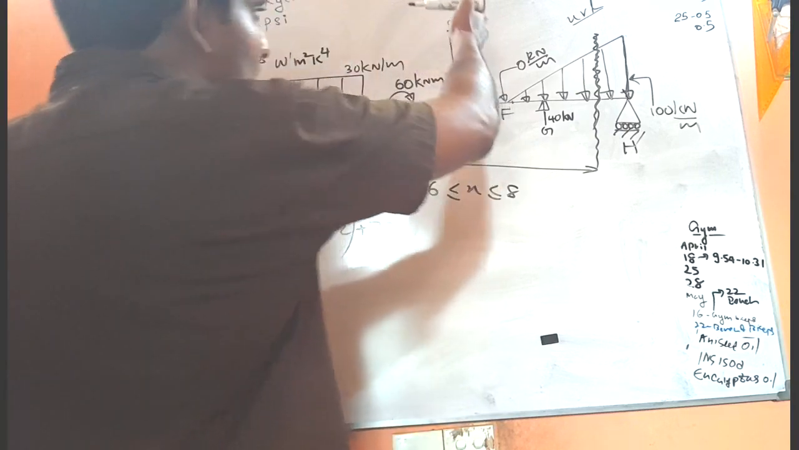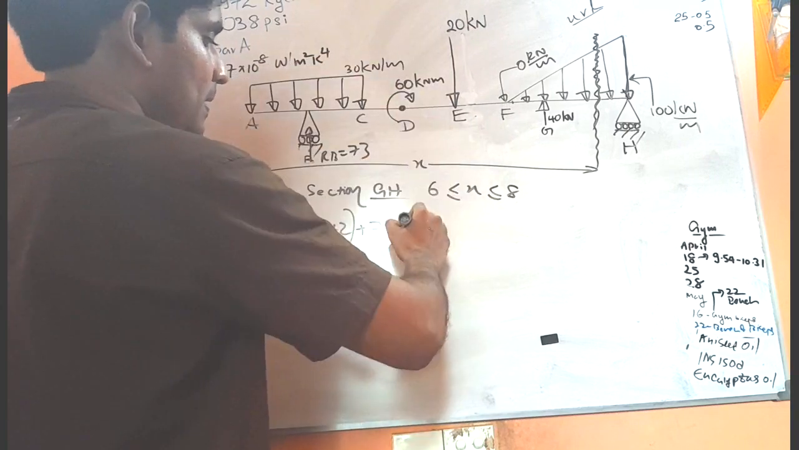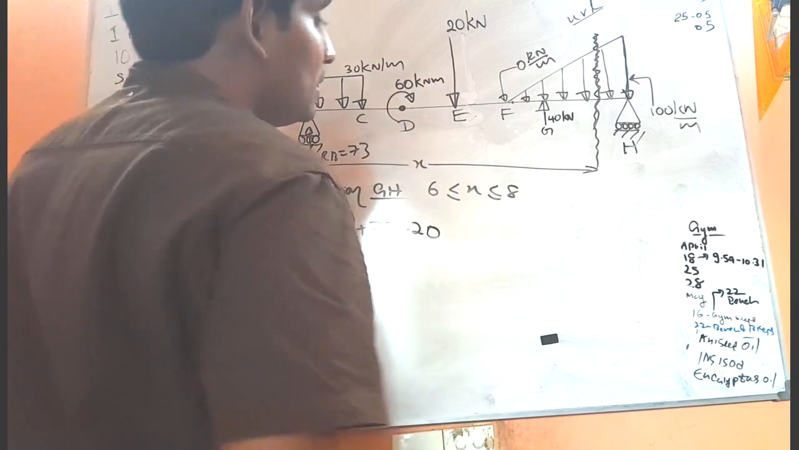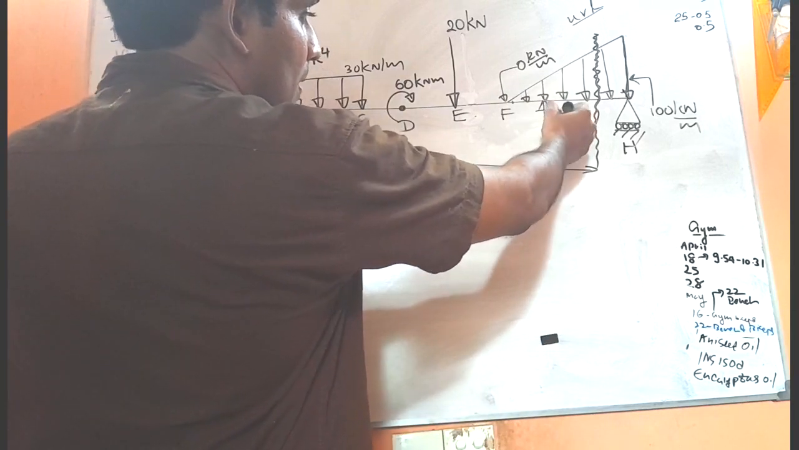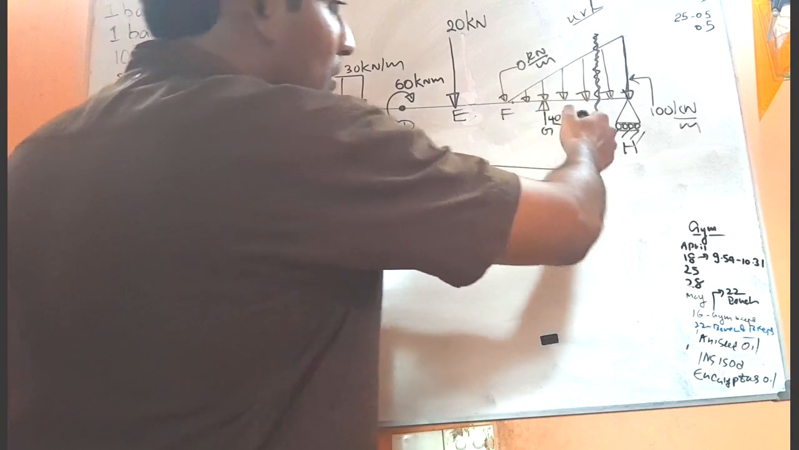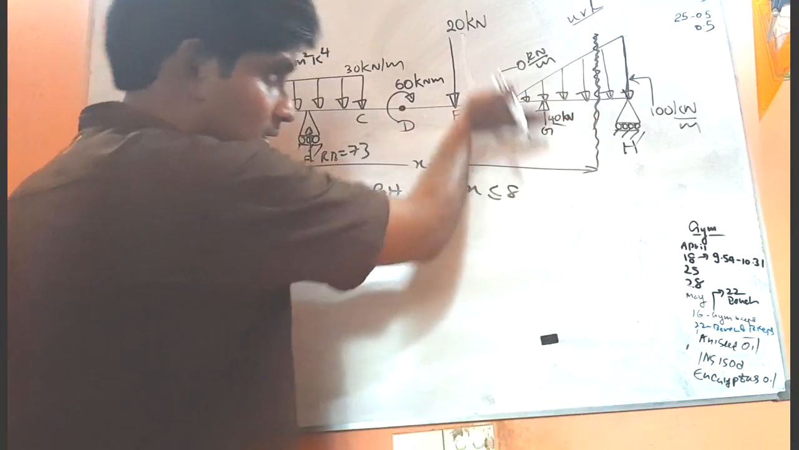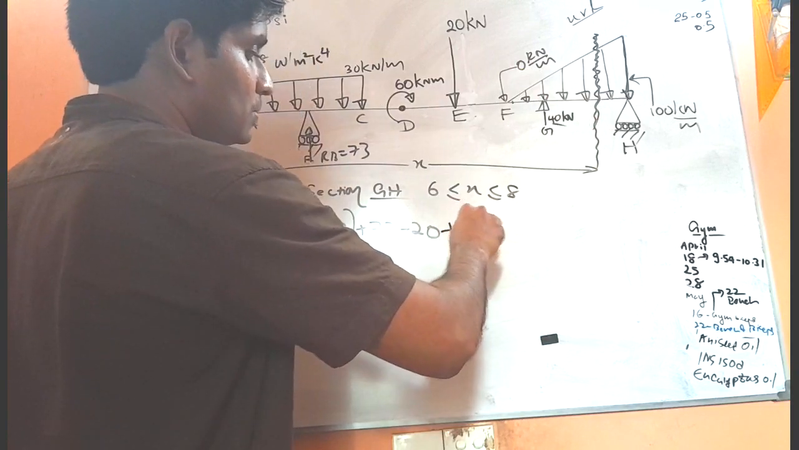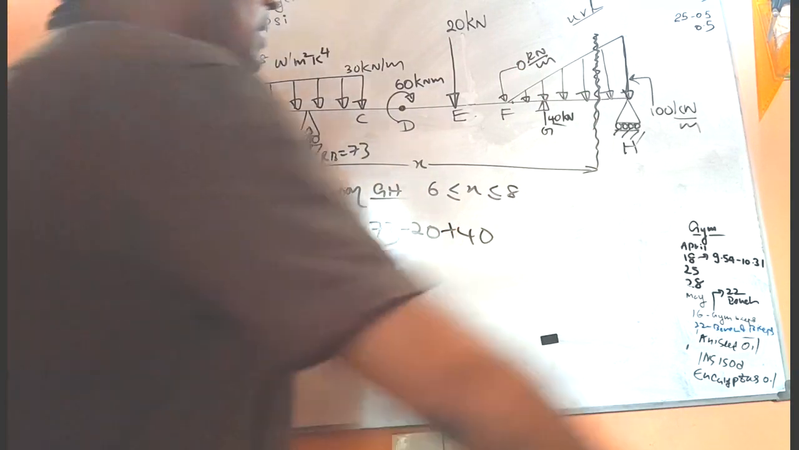Then because of this 20 kilonewton load, the left side goes down. So negative shear, so negative 20. Then again we have this one. See, what is this? Positive 40 kilonewton here. So because of this load, the left side will move upward. So positive 40. Now we have to consider this triangular load.